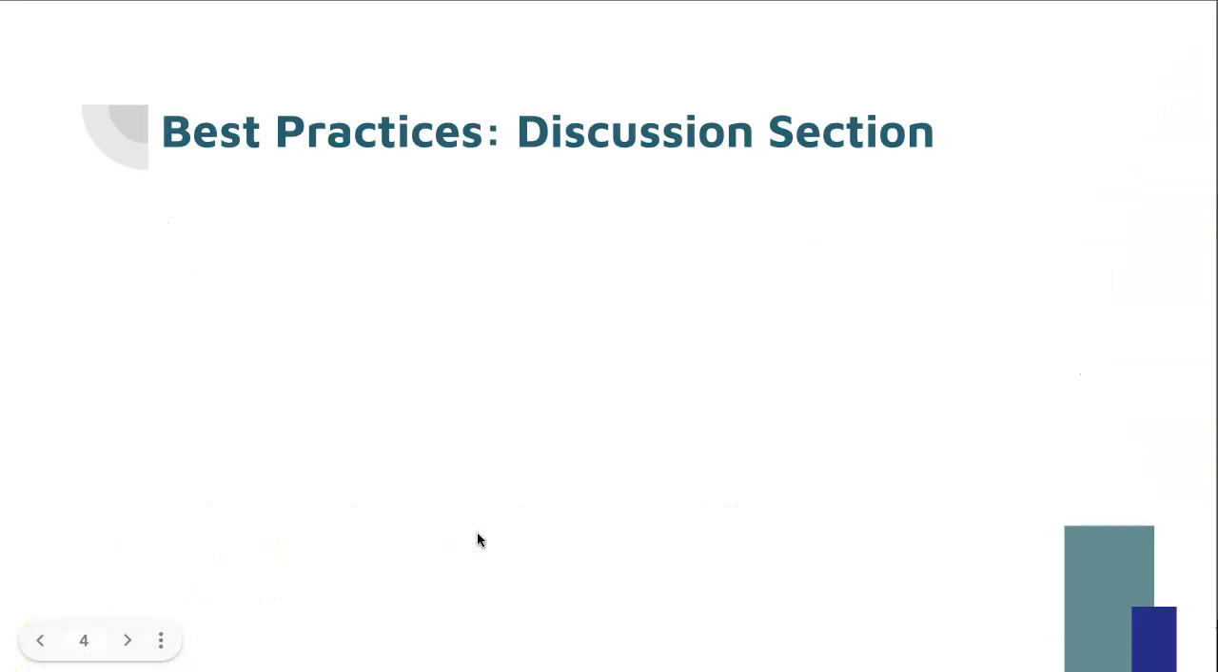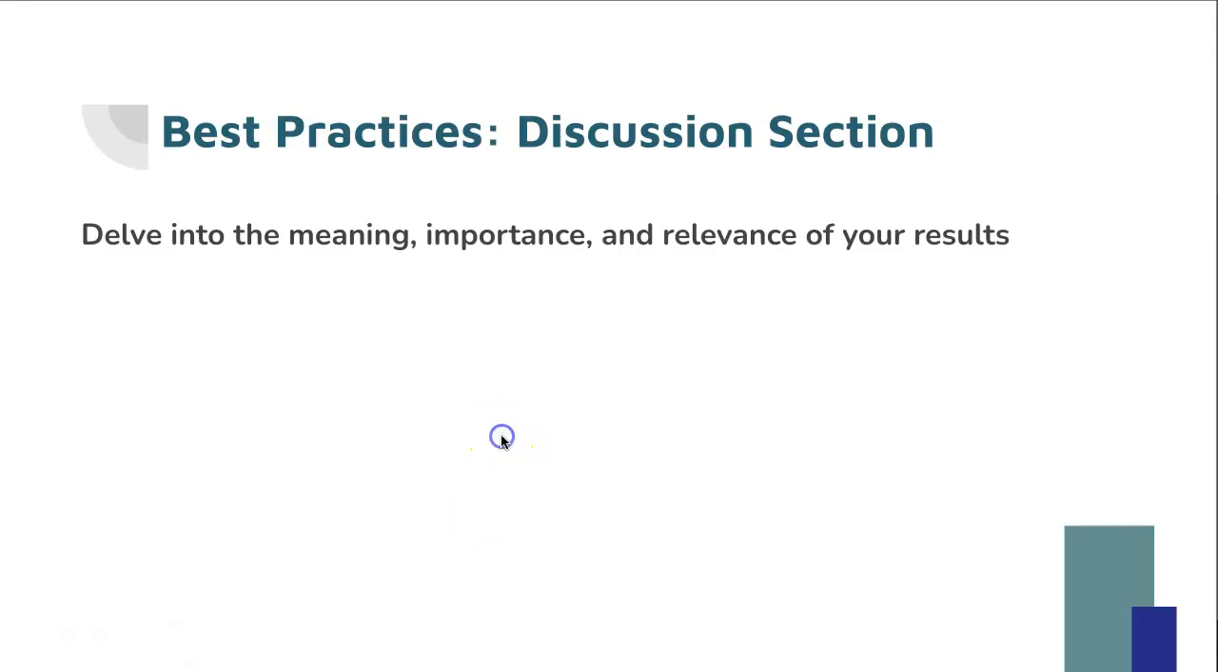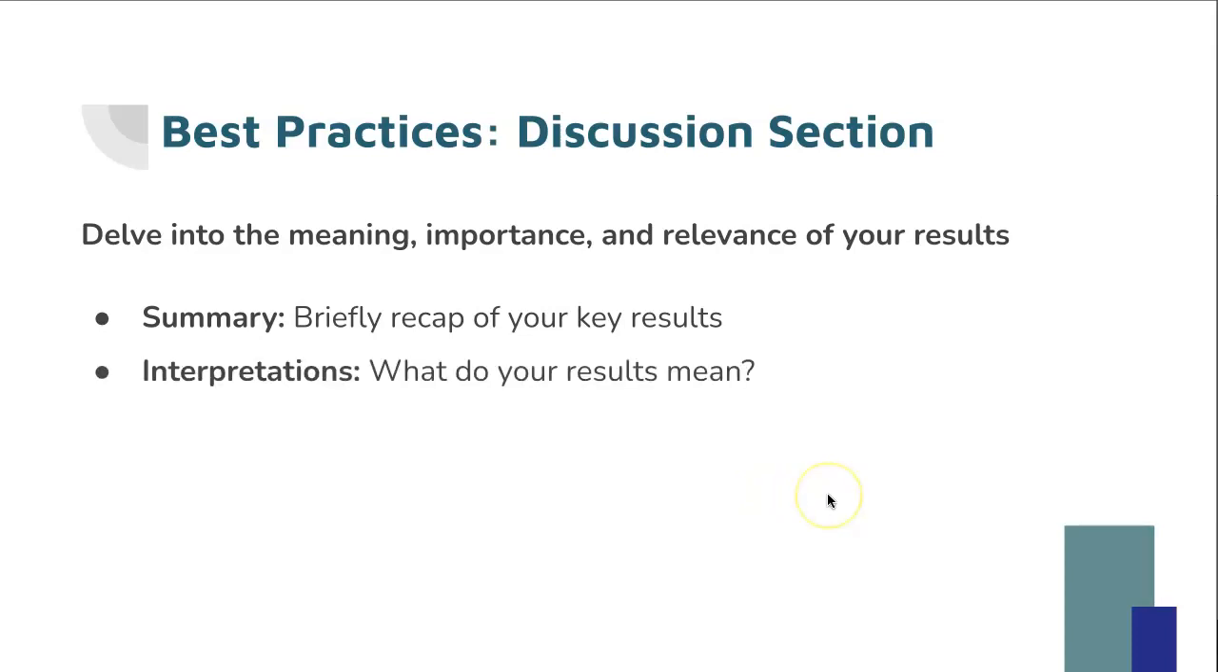So for the discussion section, I'll talk about this first because you have to write this before you write your abstract. This is where you delve into the meaning, importance, and relevance of your results. So we worked on reporting our results objectively. Now you get to insert some subjectivity into your writing. Most discussion sections will start with a really brief recap of the key results. So the findings that are most important to answering your research question.